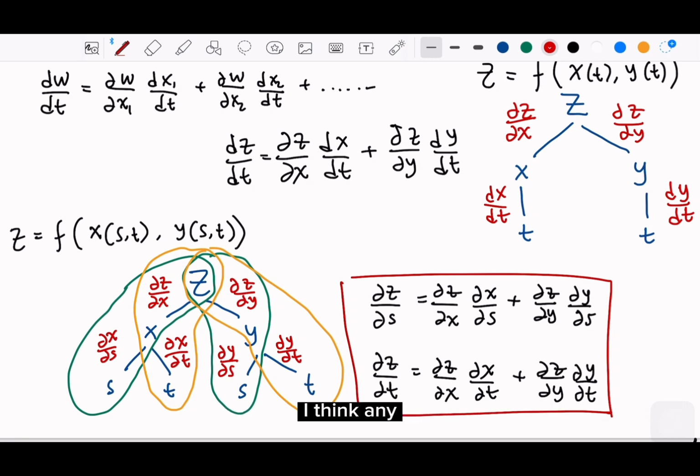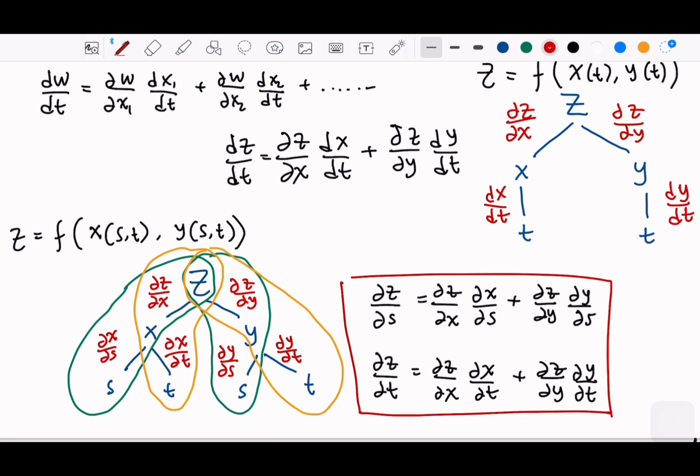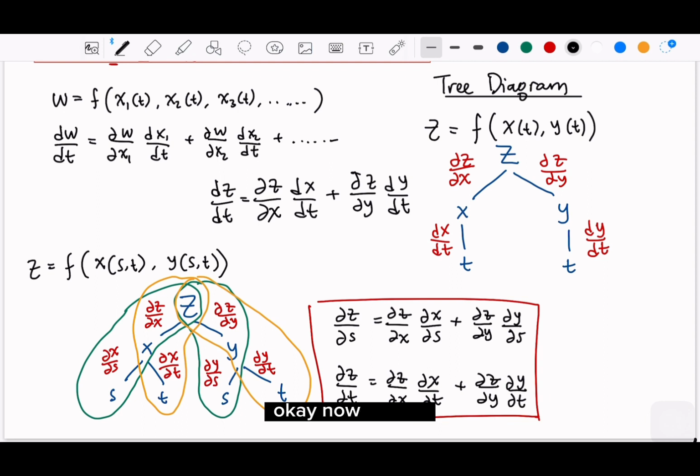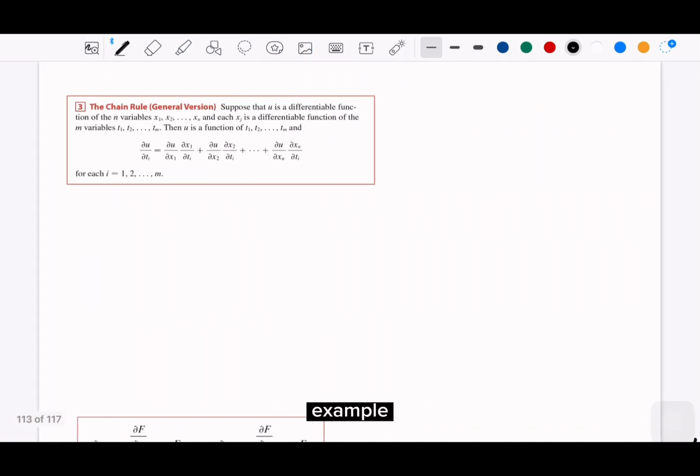I think any chain rule is, I believe, solvable. Okay, you can solve that chain rule. Okay, now maybe perhaps the example. Okay.